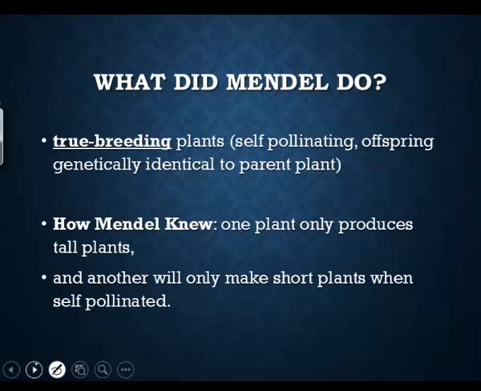True breeding plants are basically plants that produce offspring that are genetically identical, meaning they have the same traits. So if you have parent plants with purple flowers, the offspring will have purple flowers. And every time you mate that offspring or self-pollinate it, it'll produce the same thing, identical traits, that same purple flower. This is how Mendel figured this out by breeding them over and over again.